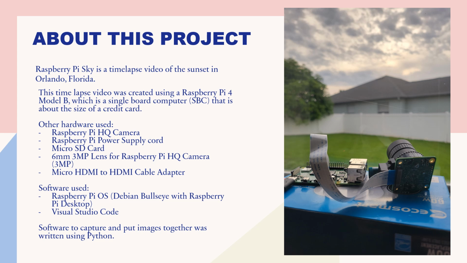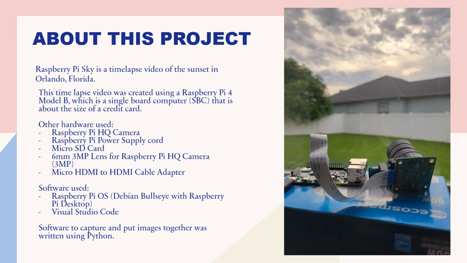The other pieces of hardware that I used were the Raspberry Pi high-quality camera, a Raspberry Pi power supply cord, a micro SD card, a 6mm 3MP lens for Raspberry Pi HQ camera, and a micro HDMI to HDMI cable adapter. I had also purchased a camera mount for my Raspberry Pi, but I did not end up using that.